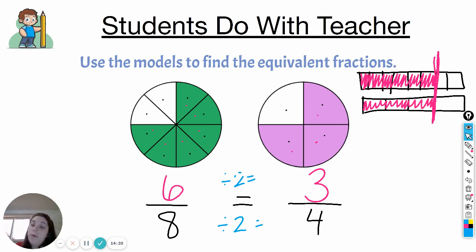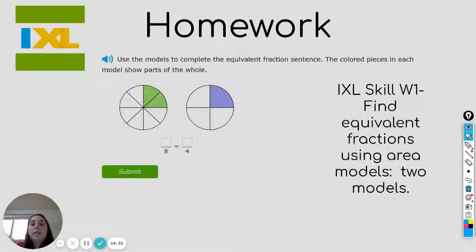All right, let's talk about what your homework is going to be. IXL skill W1, find equivalent fractions using area models, 2 models. So in your example, IXL might say, use the models to complete the equivalent fraction sentence. The colored pieces in each model show parts of the whole. Okay, so you're going to have 2 pictures just like we did. And then you've got your fraction below that shows your equivalent fractions. And you have to figure out how many shaded pieces there are, which is your numerator or number on top.